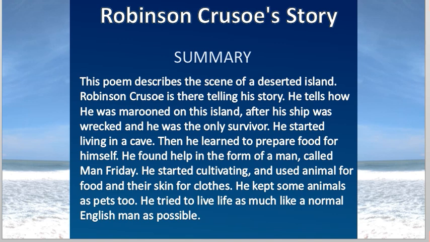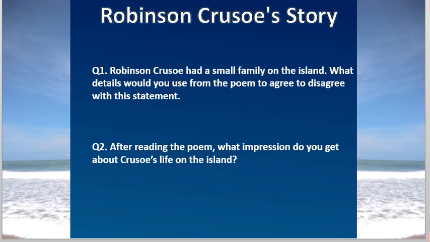Okay, now we have read the poem, we have seen the explanation stanza wise, and we know the summary of the poem. Now here I have 2 questions for you. Let's see if you can answer these questions. Question number 1. Robinson Crusoe had a small family on the island. What detail would you use from the poem to agree or disagree with this statement? So, do you think Robinson Crusoe had a family on the island? What information do we get from the poem? And question number 2. After reading the poem, what impression do you get about Crusoe's life on the island? What kind of a life was he living?